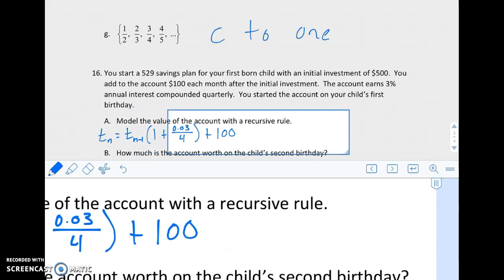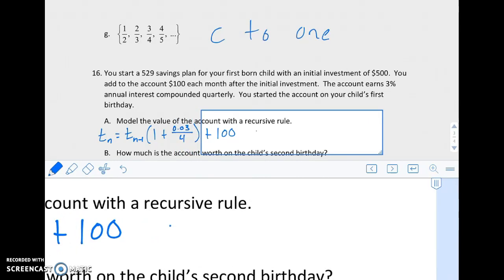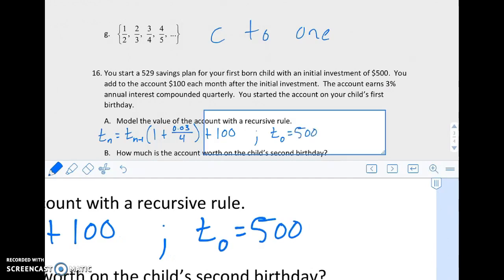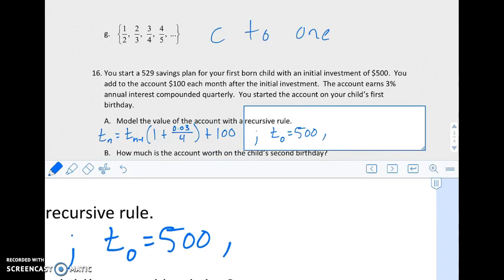Yeah, so in order to write a recursive rule, we also need to know what the first term is. So the 0th month, your account balance is how much you start with, which is $500. And then we should also have a restriction on n because it can't just be anything. N is going to be greater than or equal to 1 for this one.